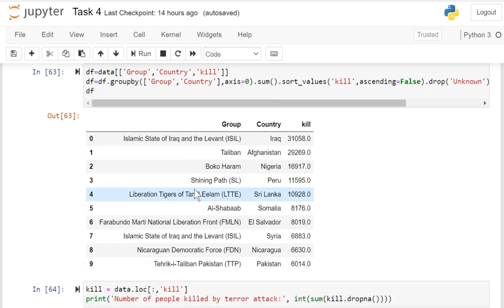So here we are going to group the terrorist group and the country they belong to and the kills they have had. We see that the Islamic State of Iraq and the Levant has the most kills, 31,000, and the least is TTP, Tehrik-i-Taliban Pakistan, which has 6,014 kills.